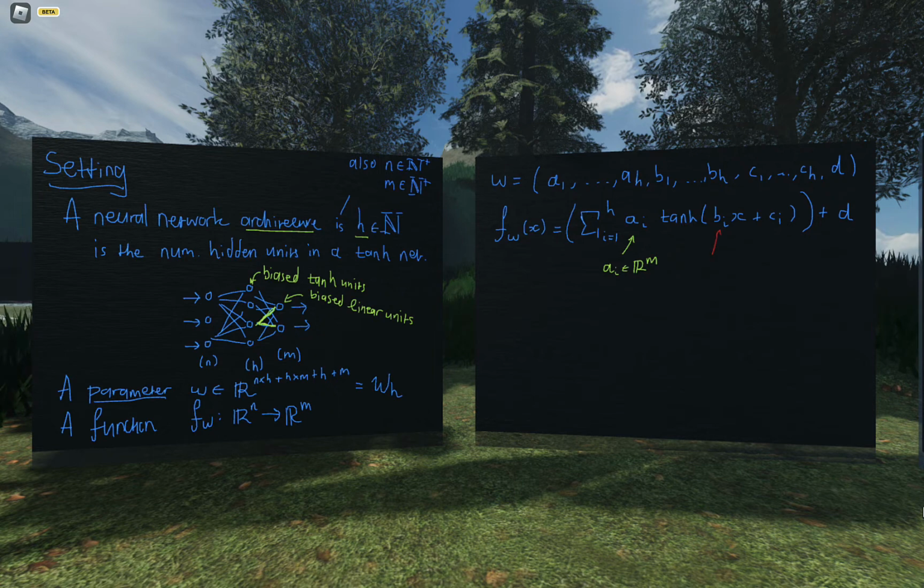And I'll point out that this BI is the incoming weight vector for the hidden unit I. So that means it's in Rn, because there's one value coming from each input unit, and there are n of those. And that checks out because x is an input vector, which has to be in Rn. Ci is a constant. That's easy. We've done a dot product, and then we're adding a constant. So the input to Tan-H is then going to be a constant.